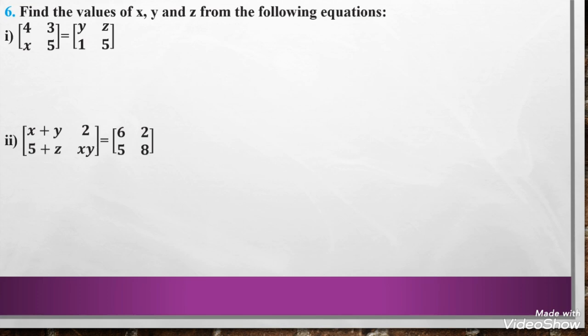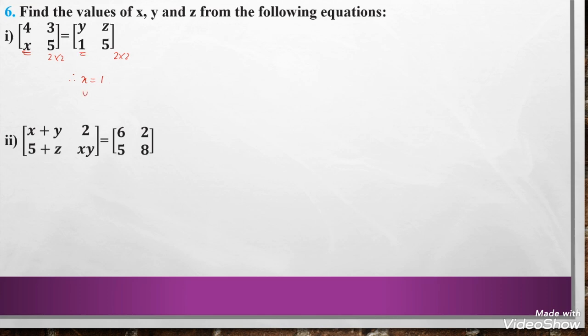As we know the condition, if two matrices are said to be equal, then the order of the matrices will be the same. Definitely here the order of the matrices is the same, that is 2 cross 2, as well as the second matrix has 2 cross 2. The elements in the same positions will be equal. By that condition, we directly find the values of x, y, z. From the second row, x is equal to 1.